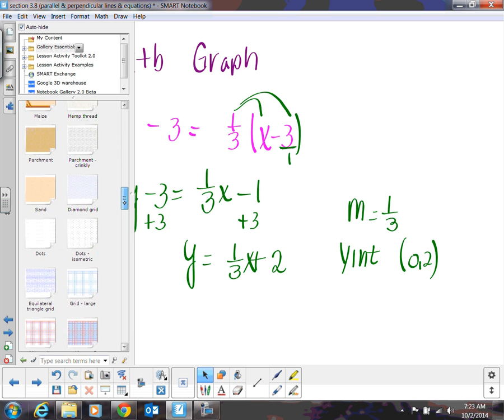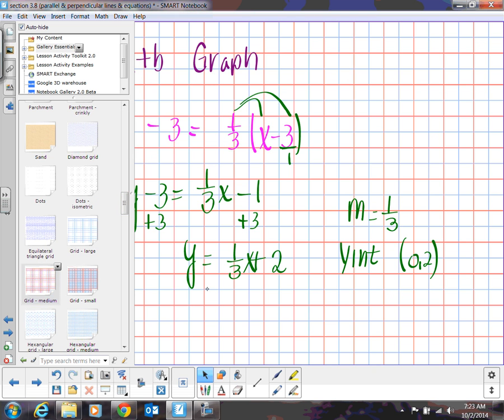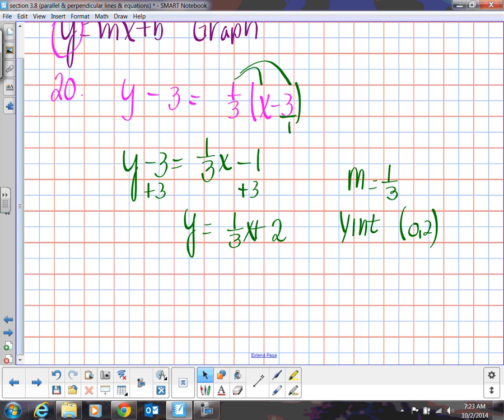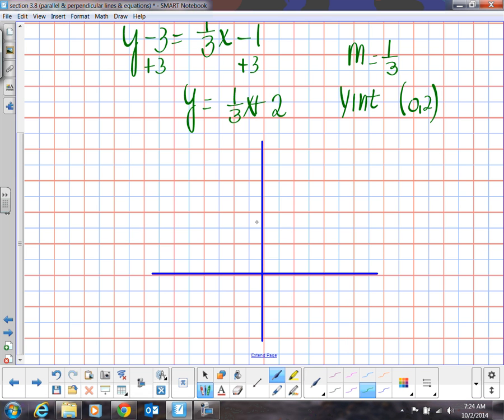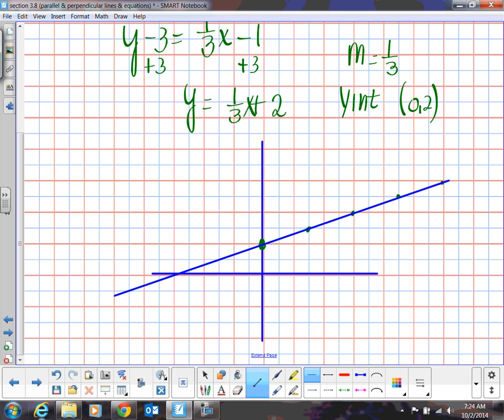Now how do we plot 0, 2? We go up 2 on the y-axis. We do not plot those on the x-axis. So we're going to go up to 2, and then from here, what do we do? Rise 1 and run 3. Rise 1 and run 3. And did I want you to do this several times? Yes, because we're going to need that on our transformation unit. Any other questions? Kayla, which one?